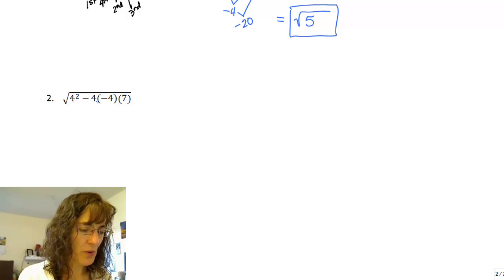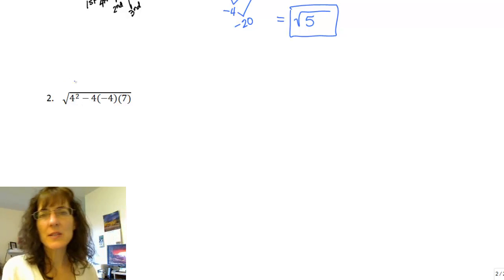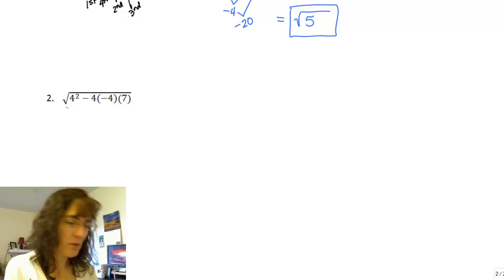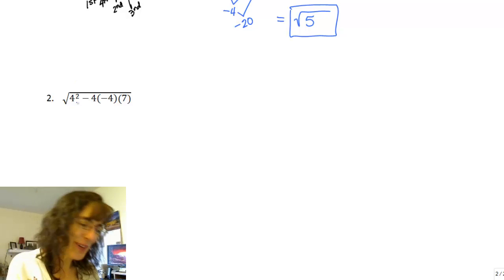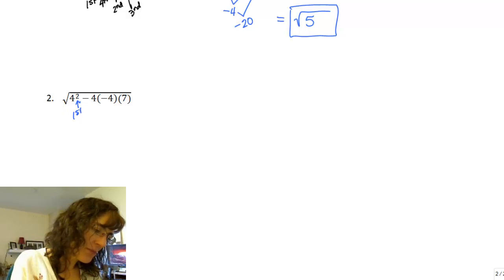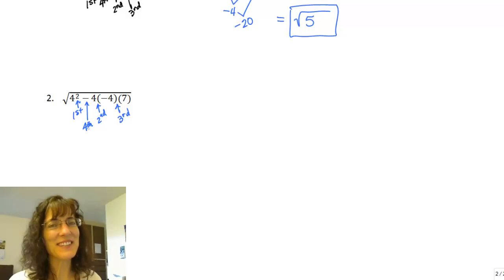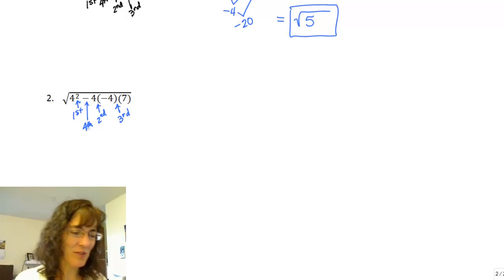Square root of 4 squared minus 4 times negative 4 times 7. I see a square root, so that takes precedence. I have to work under the square root first, but it's all I have too. And then I'm looking at the squared. That's going to have to come first. And then the multiply right there, and the multiply right there, and finally, the subtraction. Okay, so I'm going to resist subtracting until I've got all those things multiplied and squared.